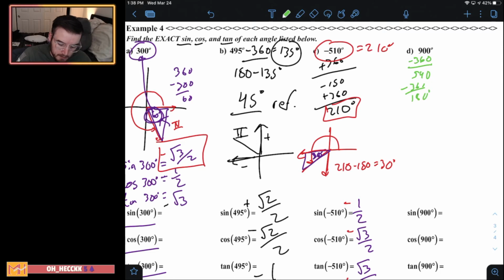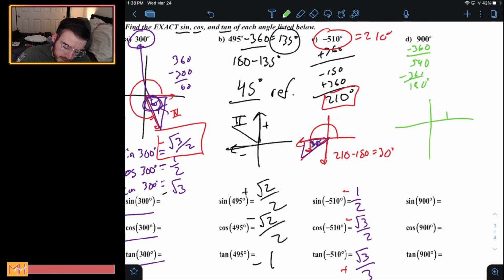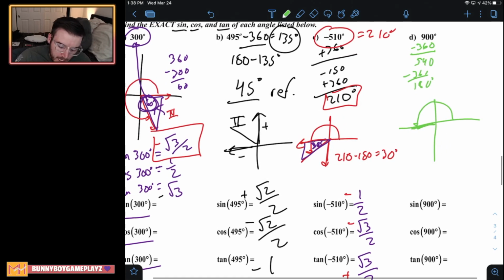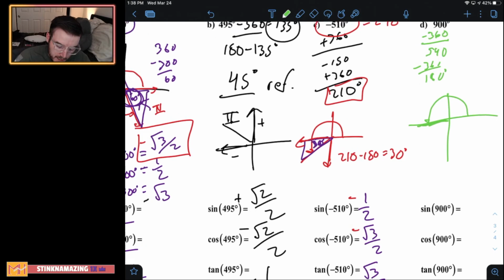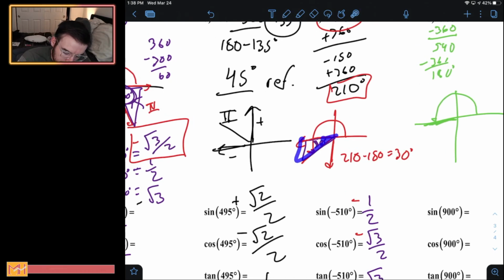Wait a minute. 180. Right? That's flat. What's the reference angle for 180? Well, 0, right? It's flat. There is no reference angle, right? There is no little triangle that gets created.